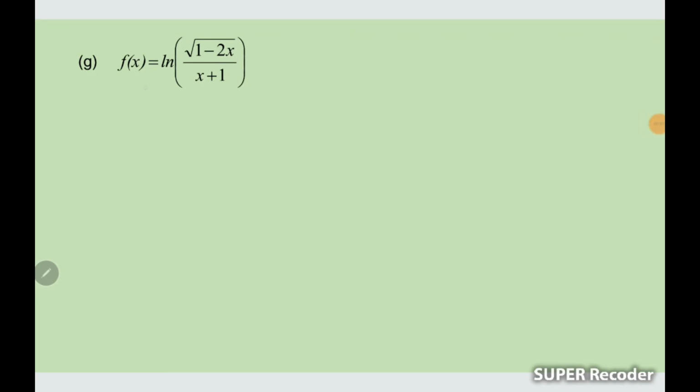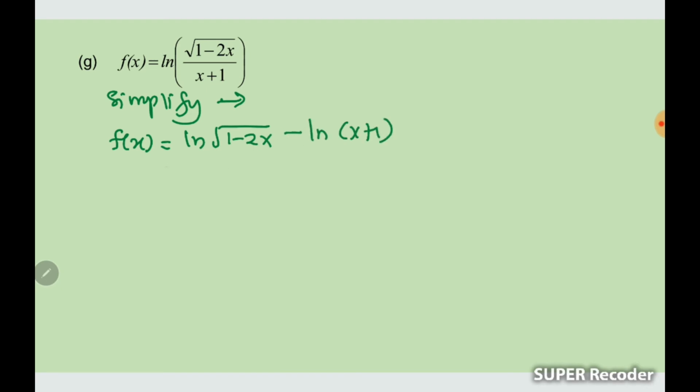G, given f(x) equals ln square root of 1 minus 2x over x plus 1. So firstly, you need to simplify first by using rule of ln. Simplify to get f(x) equals ln square root of 1 minus 2x minus ln x plus 1. Then simplify to get half of ln 1 minus 2x minus ln x plus 1.